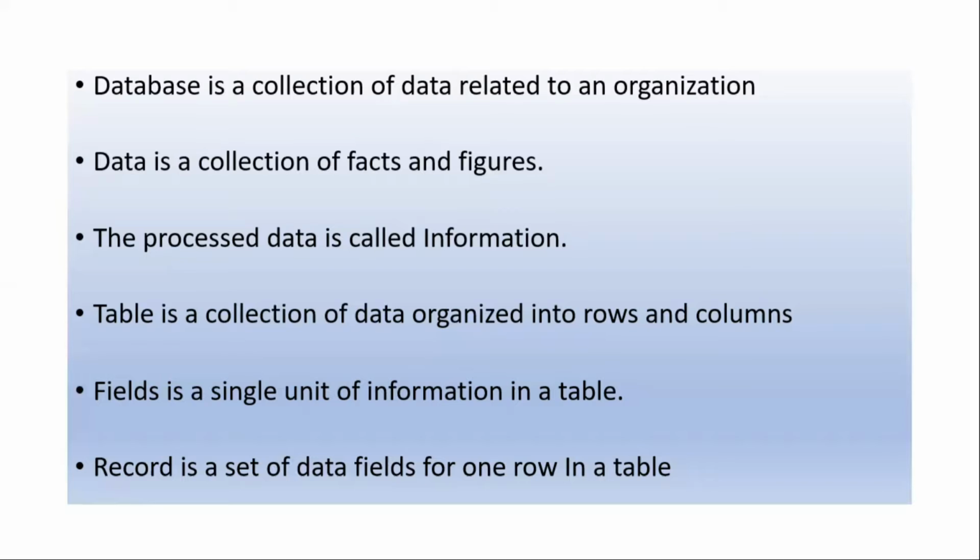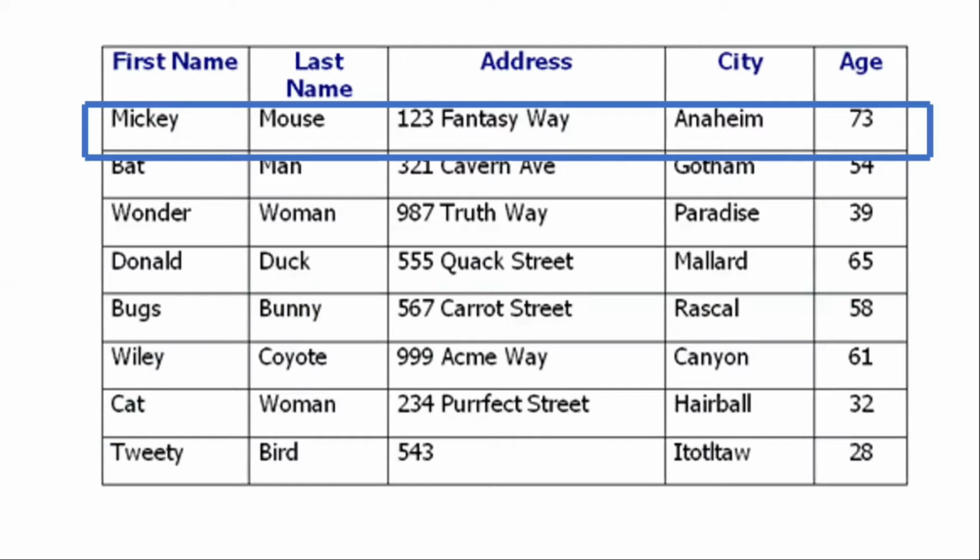A field is a single unit of information in a table. And a record is a set of data fields for one row in a table. So you can see this. We have first name, last name, address, city, and age in a table. So the entire table consists of these columns and values, and this one single row that is in the blue color box is the row. So this is one record.